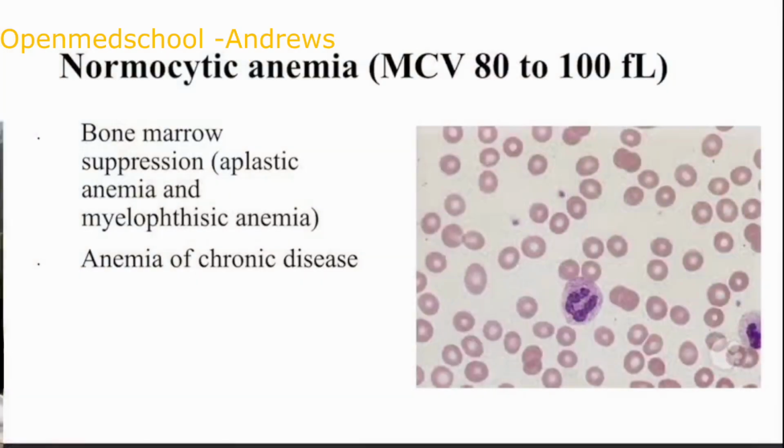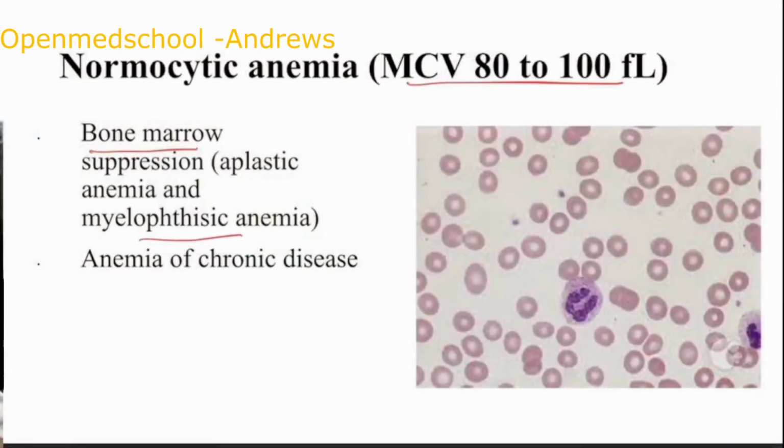Now we go to normocytic anemia, sometimes called normochromic anemia. Here the MCV is 80 to 100 femtoliters, and the most common causes are, one, the bone marrow is suppressed. When the bone marrow is suppressed, the RBCs produced are of the same size, but the patient will have anemia because the production is decreased. That is the reason for aplastic anemia, and aplastic anemia produces a normocytic anemia. Another condition is myelophthisic anemia, where something is infiltrating the bone marrow and the production of cells is decreased, for example tuberculosis.